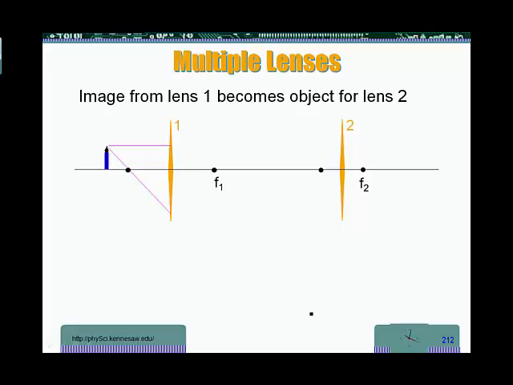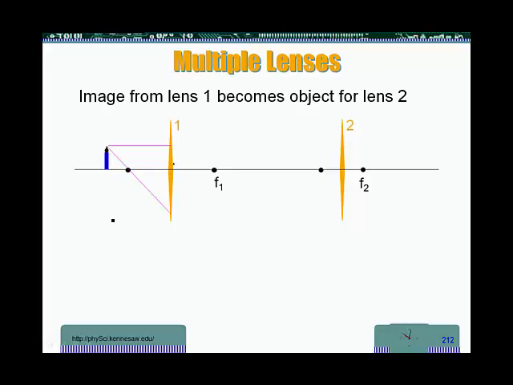The idea is the image from the first lens is going to become the object of the second lens. Okay, let's think of what that means. So I have my lens, I have my object. The light being reflected off that object is going to meet that lens before meeting the other lens. So that object is going to be an object of only that lens.